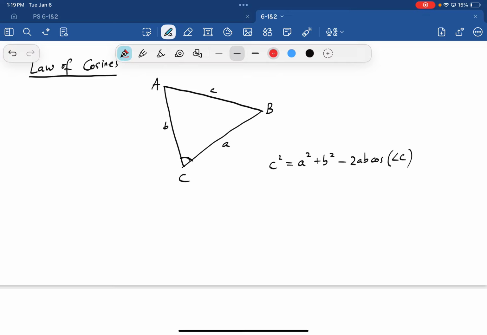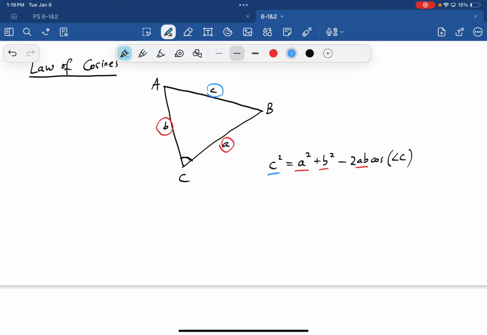Always think about law of cosines has one angle. In this case, it's angle c. So what are the adjacent sides? We have two adjacent sides, right? A and B are the adjacent sides, so they go here and here. And then the opposite side is C, right? So that'll always go here.